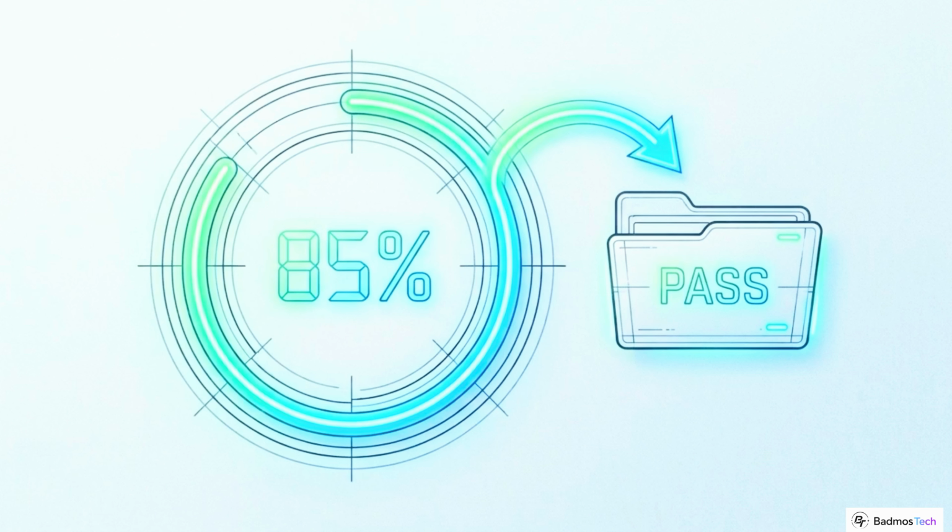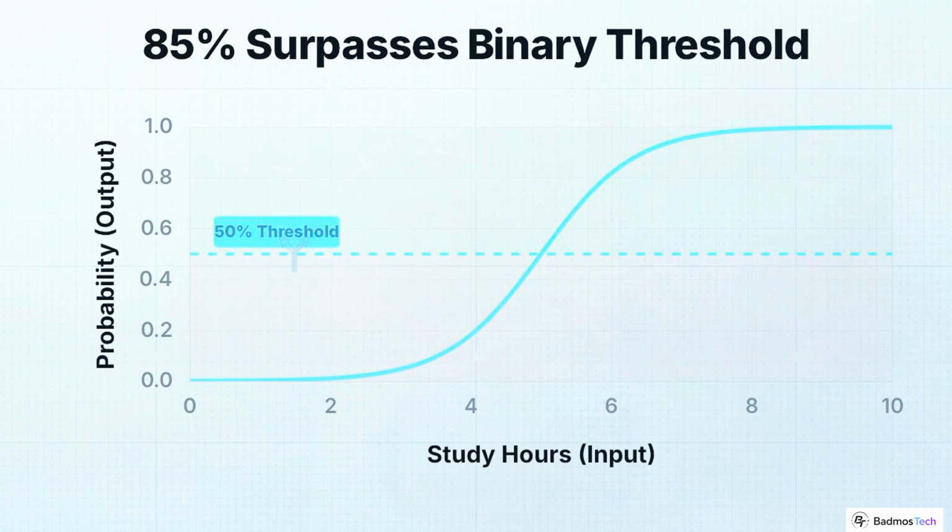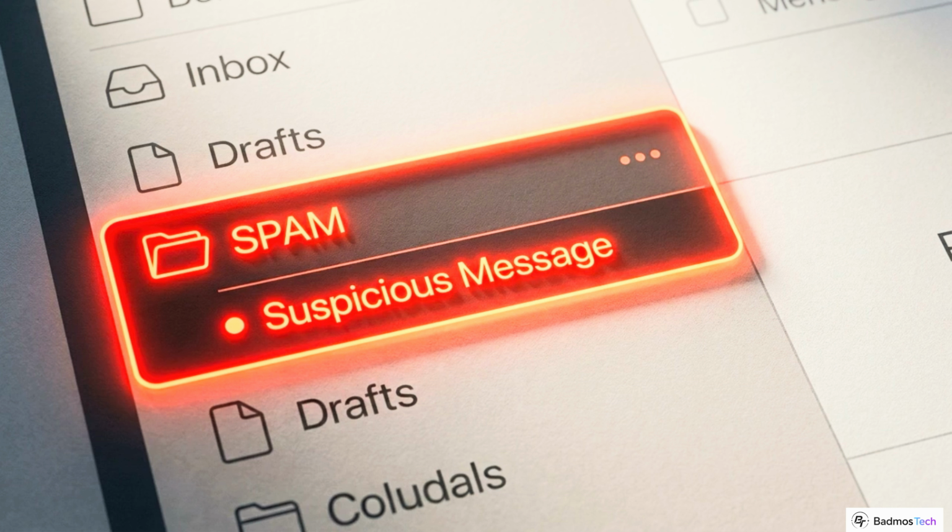Now we have our 85% probability. But how does the system turn that percentage into a definitive pass category? It does this by using a firm cutoff line, known as the decision boundary. Most systems use a simple 50%. The decision boundary is what forces that mathematical probability into a strict, actionable category that we can actually use.